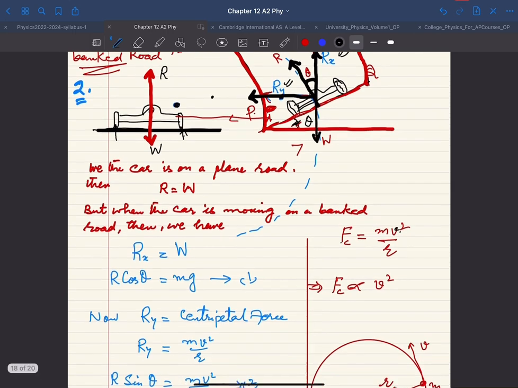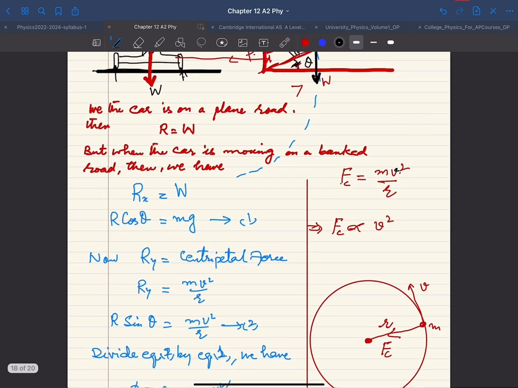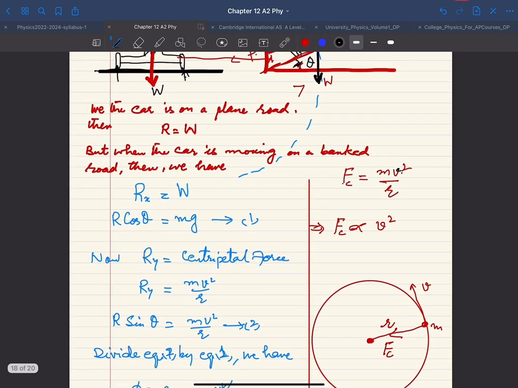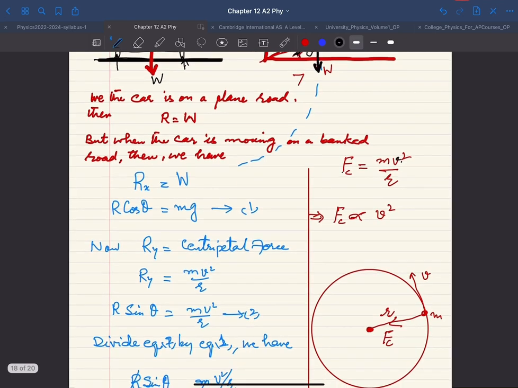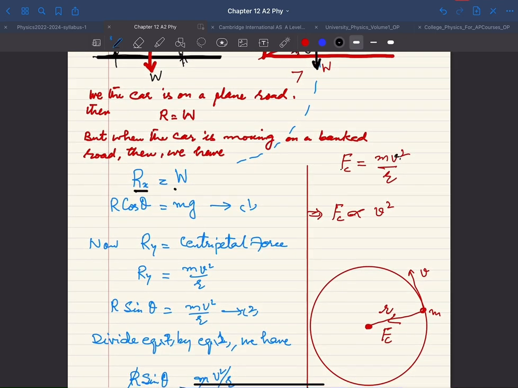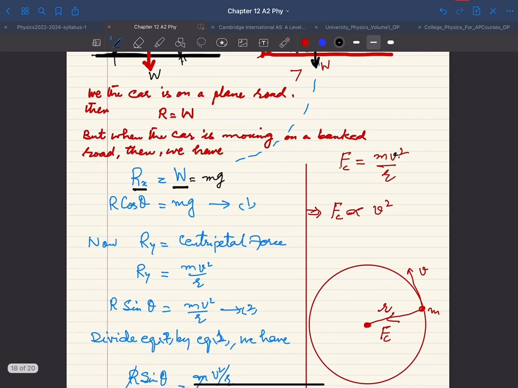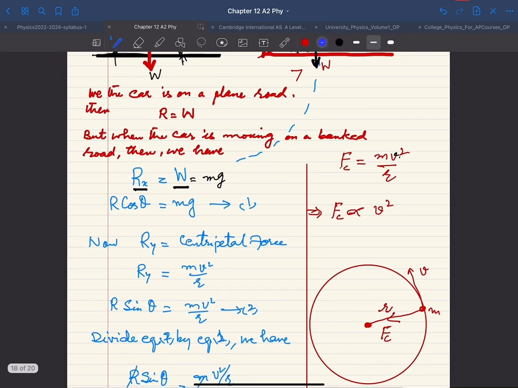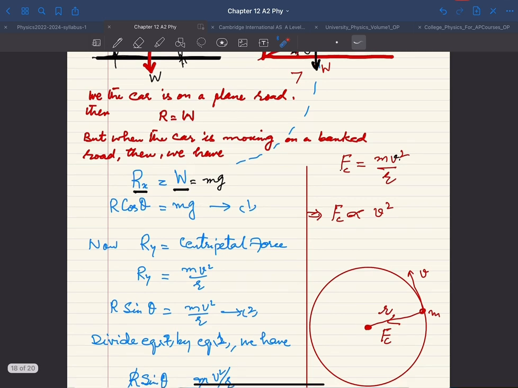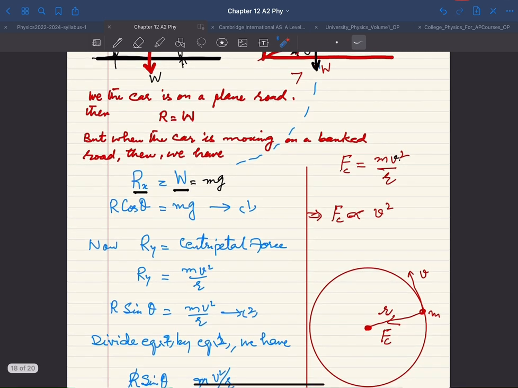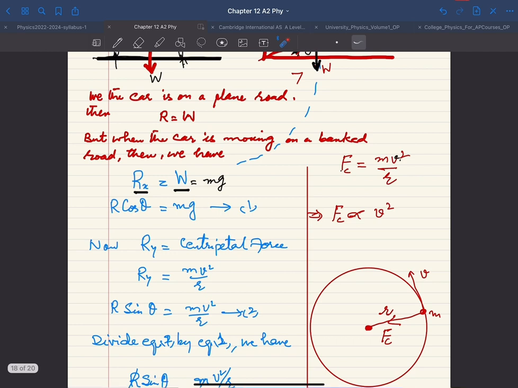In this case again we can write that R is equal to W, but when the car is moving on a banked road, then what will happen? Only Rx will be equal to W. And you know that W is nothing but the weight, so this will be equal to mg. We also know, as we have just discussed in the previous example, that Rx is nothing but R cos theta, and weight is nothing but mg. So simply you have equation 1 as R cos theta is equal to mg.